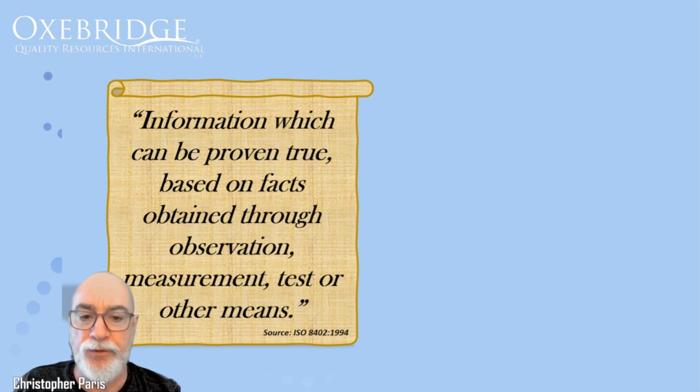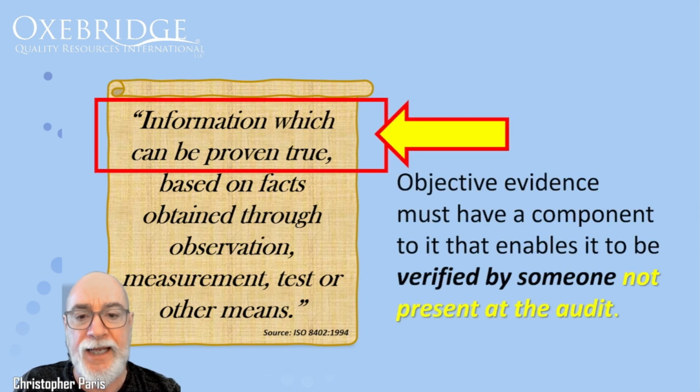Information which could be proven true based on facts obtained through observation, measurement, test, or other means. I'm going to make it simple. We only care about that first part: information which can be proven true. So objective evidence must have a component to it that enables it to be verified by someone not present at the audit. This is crucial, and this will distinguish you from every other auditor out there.